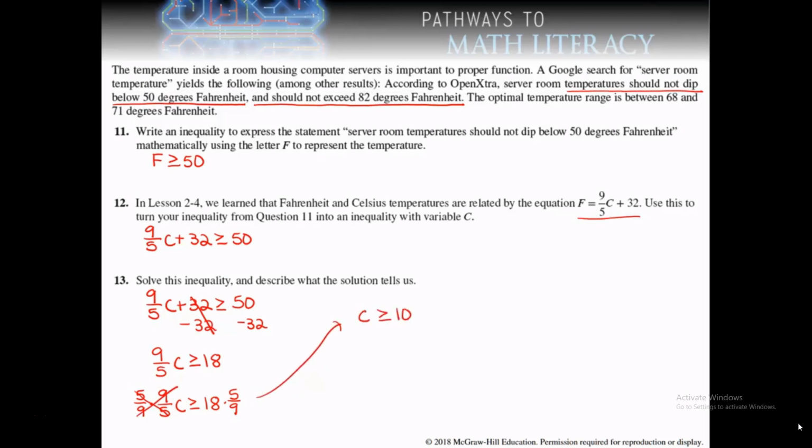And so what does that tell us? Well, we already knew that in Fahrenheit the temperatures needed to be greater than or equal to 50. Now we know that in Celsius the temperatures need to be greater than or equal to 10 degrees.